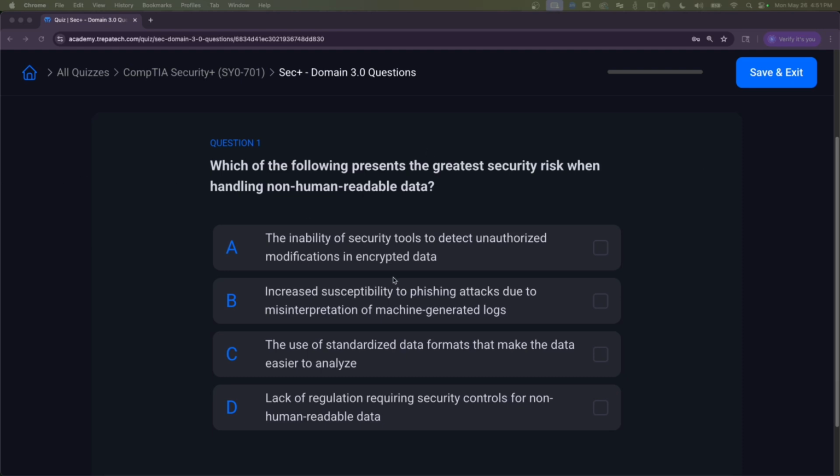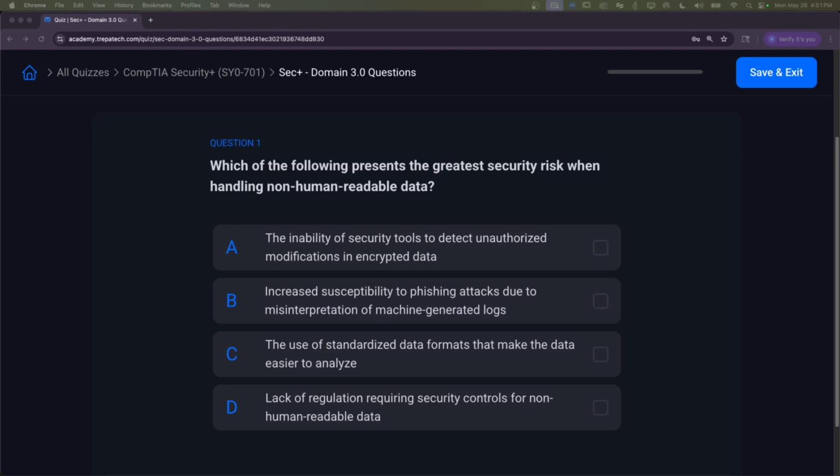Okay, question 1. So how I'm going to do this, guys, I'm going to read the question. I may read the answers sometimes, depending how long they are, if I'm really analyzing it. We'll answer the question, and then if needed, we'll go into the explanation. So this is going over Domain 3 of the Security Plus SY0-701 exam. So question 1. Which of the following presents the greatest risk when handling non-human readable data?